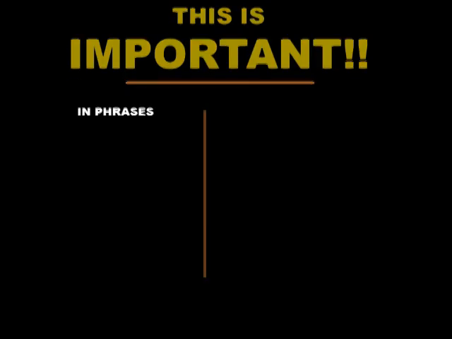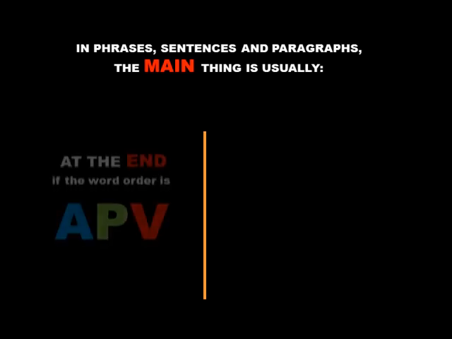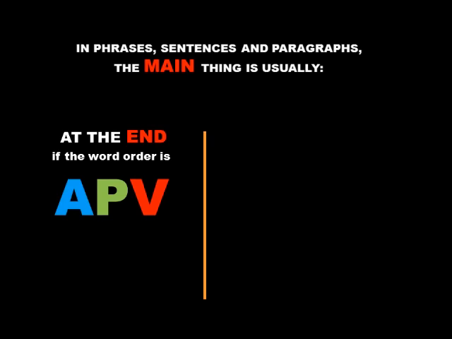We've been looking at this in some detail because this order of actor, verb and patient can give us a clue to lots of other patterns that we might find in a language. At every level of the language, from phrases to sentences to paragraphs to whole stories, we often see similar patterns. The main thing at each level is usually at the end if the word order is APV, where the main thing is the verb at the end.